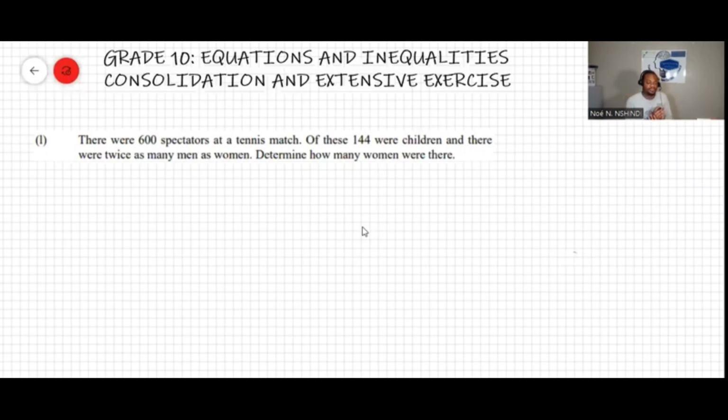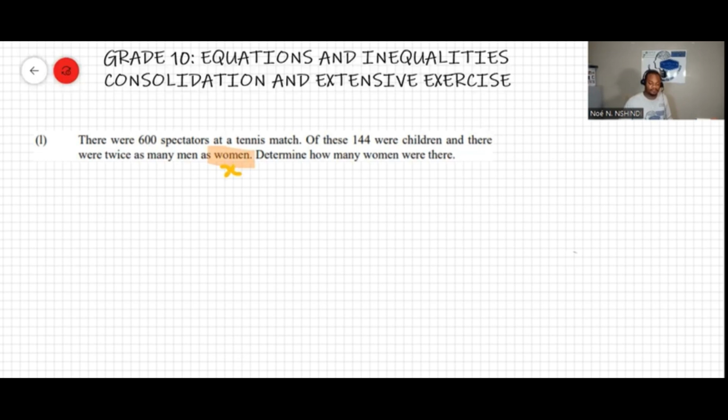Well, we have a question here. The question says that there were 600 spectators at a tennis match. Of these, 144 were children, and there were twice as many men as women. Determine how many women there were. Okay, for instance, we're looking for the number of women. Let's say the number of women here is just x.